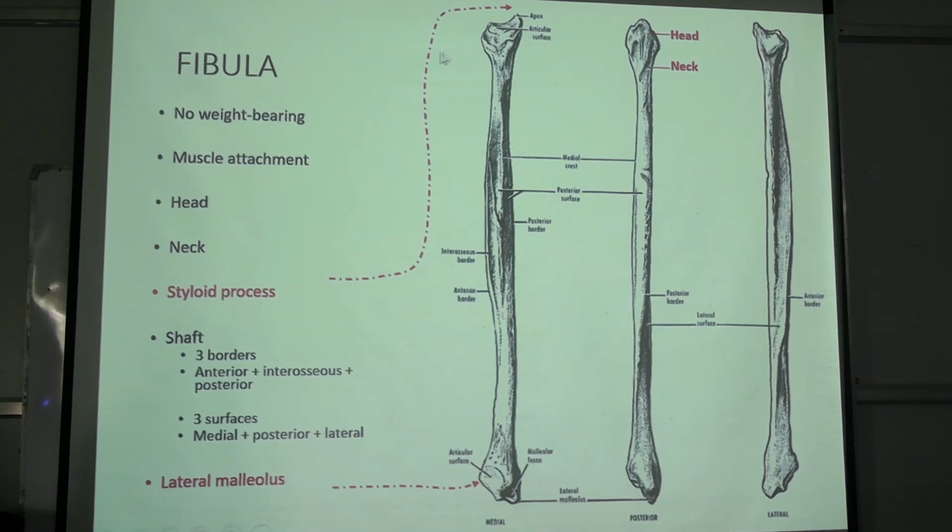And then the upper end has the head, and this head has a projected part, we call it the styloid process. And then after the head we have the narrow neck, which is prominent in this fibula bone. So this makes up the upper end. Then we have the lower end, which has an articular facet, and this particular point we call the malleolar fossa, which is present as a groove.